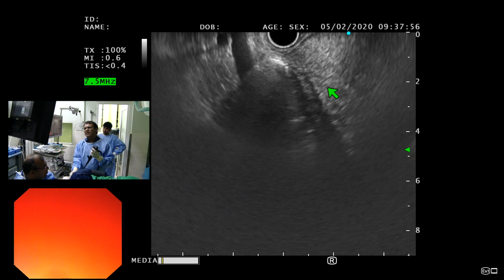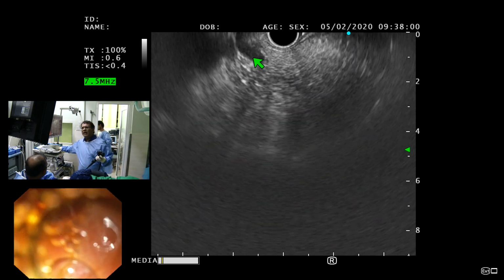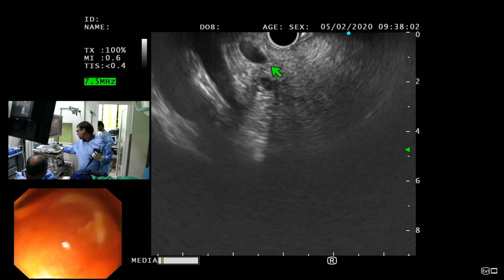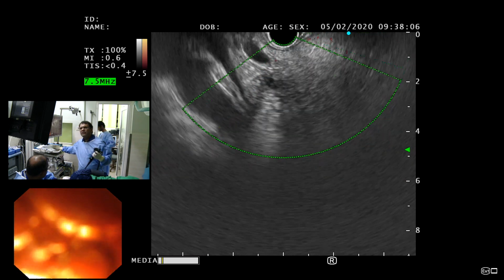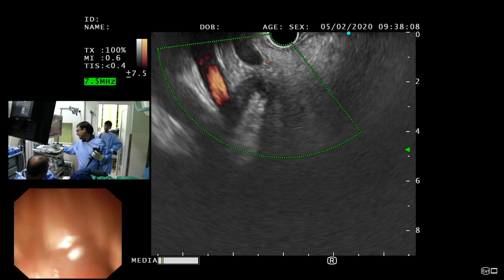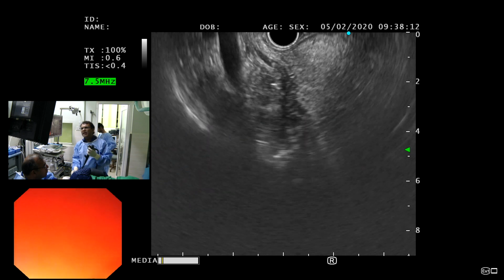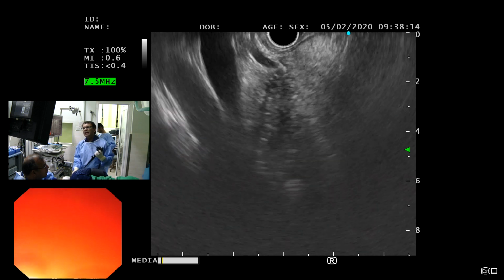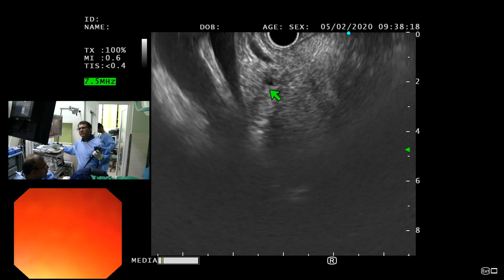So that's the air in the bile duct. You see the nice bile duct right there? Yes. And I'm going to move the cursor right there. Bile duct right there, nice, beautiful. And just rotating to the right, you see that there is a little bit of air in the PD as well, because I just took the stent out, so that's expected.